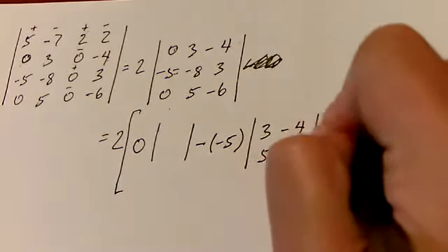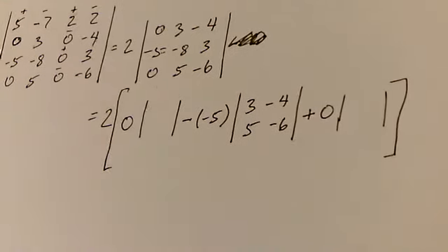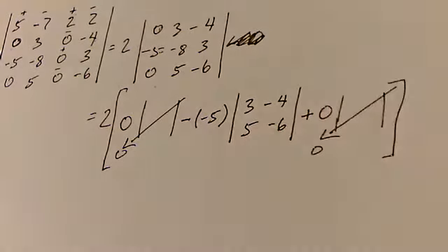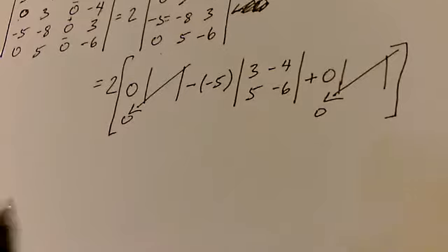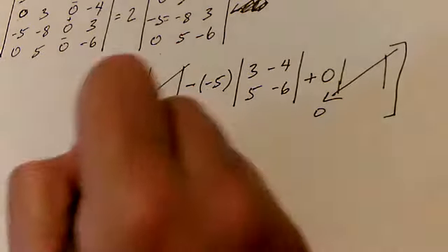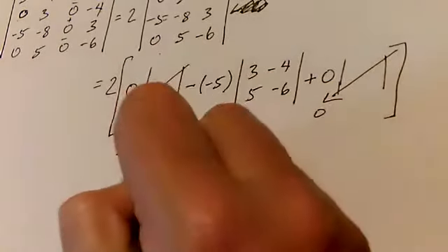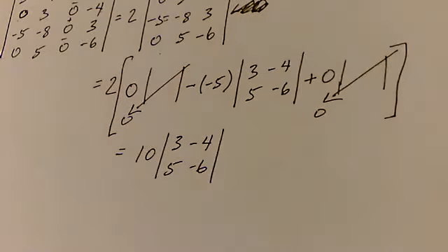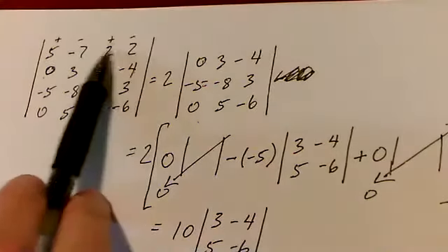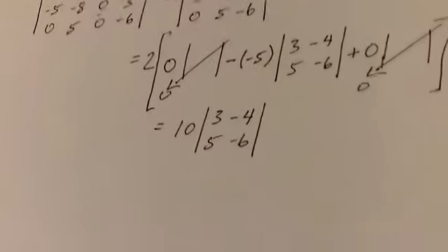And then it's going to be plus 0 times a 2 by 2 matrix. I don't need to write down those 2 by 2 matrices because I know they are going to go to 0. So let's put these together. Negative and negative is going to be a positive, and 2 and 5 is going to make 10. So I'm going to have 10 times, and I'll just go ahead and write this matrix down one more time, because now I have reduced, or simplified, or cofactored, or however you want to say it, this ugly 4 by 4 thing down to this relatively easy 2 by 2 determinant.